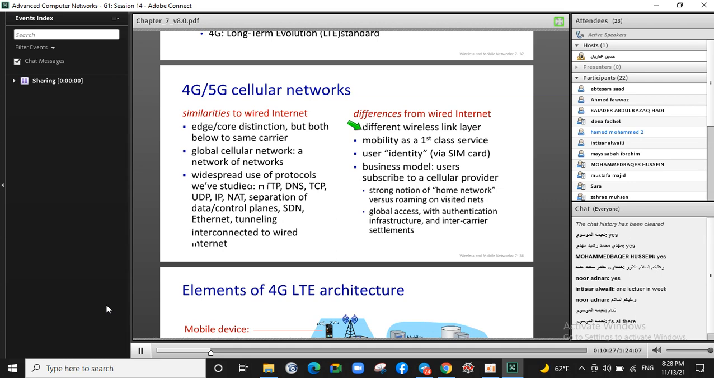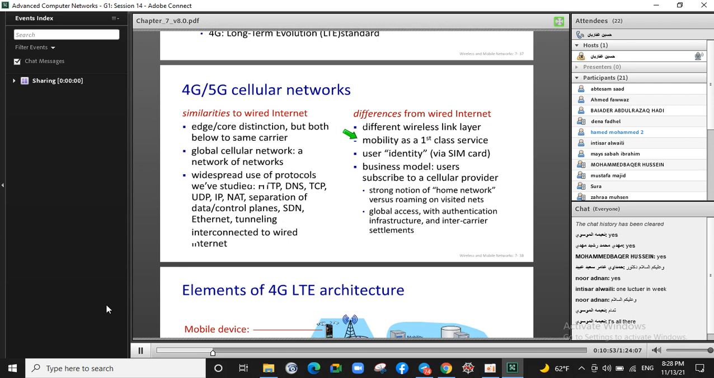The first and main difference is the wireless link layer. In a cellular network we are using a wireless connection, but in a wired network we are using a wire between, for example, my home and the ISP.